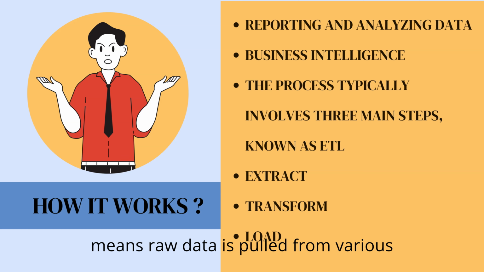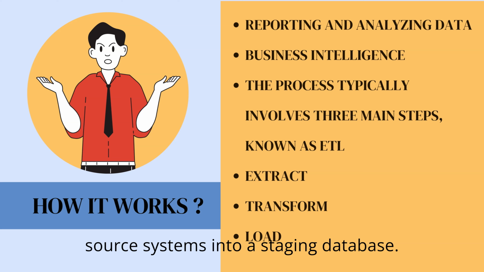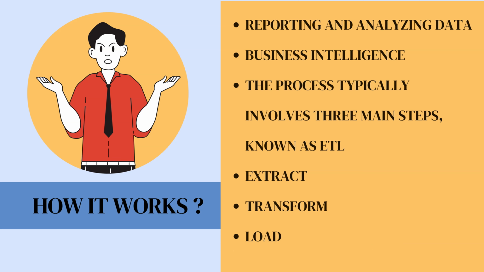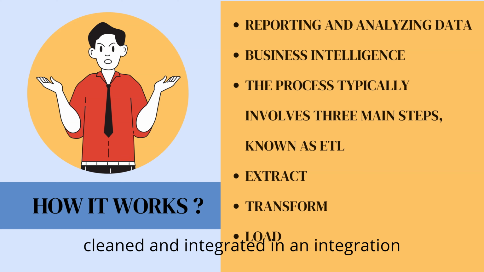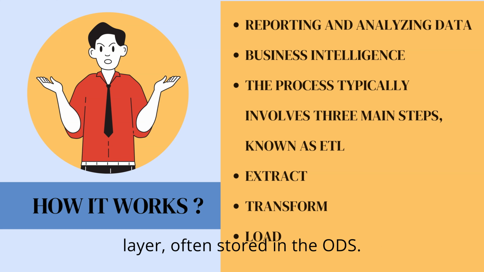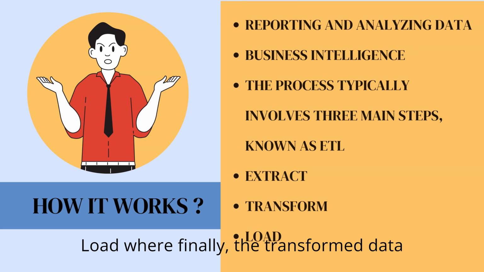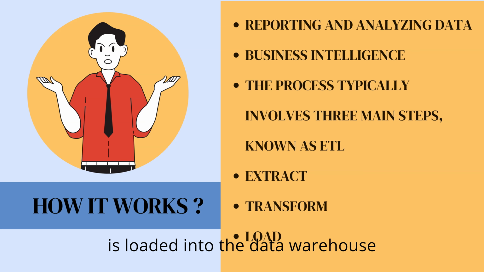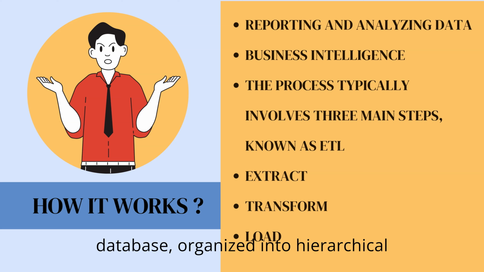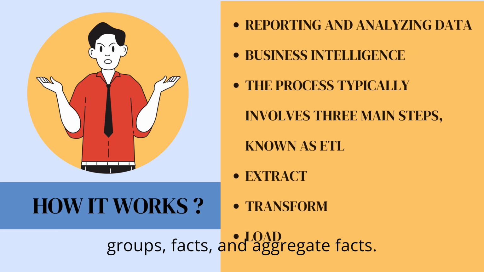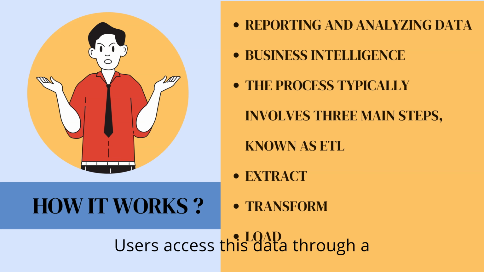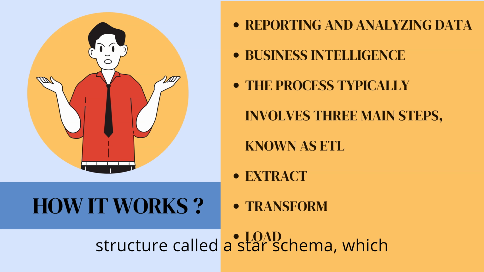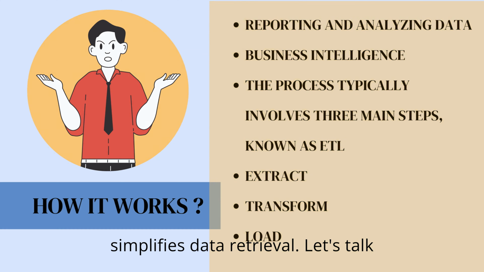Extract means raw data is pulled from various source systems into a staging database. Transform, in which the data is then cleaned and integrated in an integration layer, often stored in the ODS. Load, where finally, the transformed data is loaded into the data warehouse database, organized into hierarchical groups, facts, and aggregate facts. Users access this data through a structure called a star schema, which simplifies data retrieval.